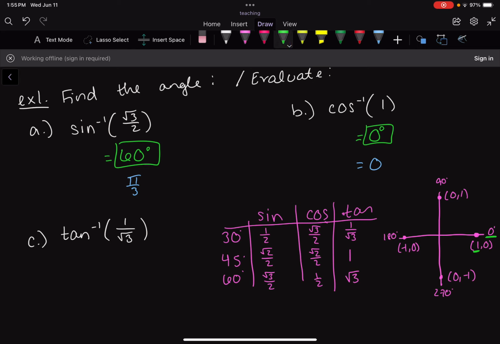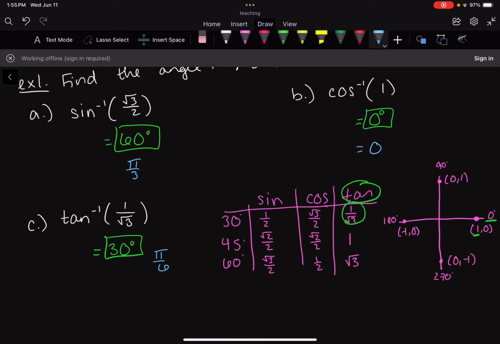So I'm looking for, where's tangent 1 over root 3? Well, that happens at 30 degrees, or pi over 6 if you do radians. Now, you can also plug these into your calculator and you should be able to get the correct answer.